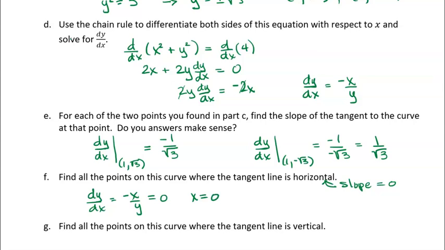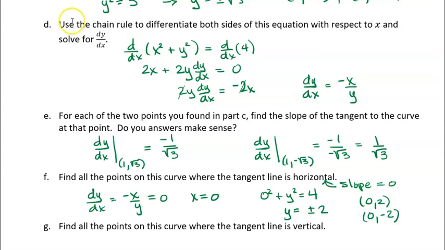Now that we've got the x-coordinates, we can find the y-coordinates. We can just look at the graph too, because we can see from the graph what they should be. Or we could put 0 into our equation, 0 squared plus y squared equals 4, and we would get y is equal to either plus or minus 2. So the 2 points where the tangent line is horizontal would be 0, 2 and 0, negative 2. Those would be our 2 points.